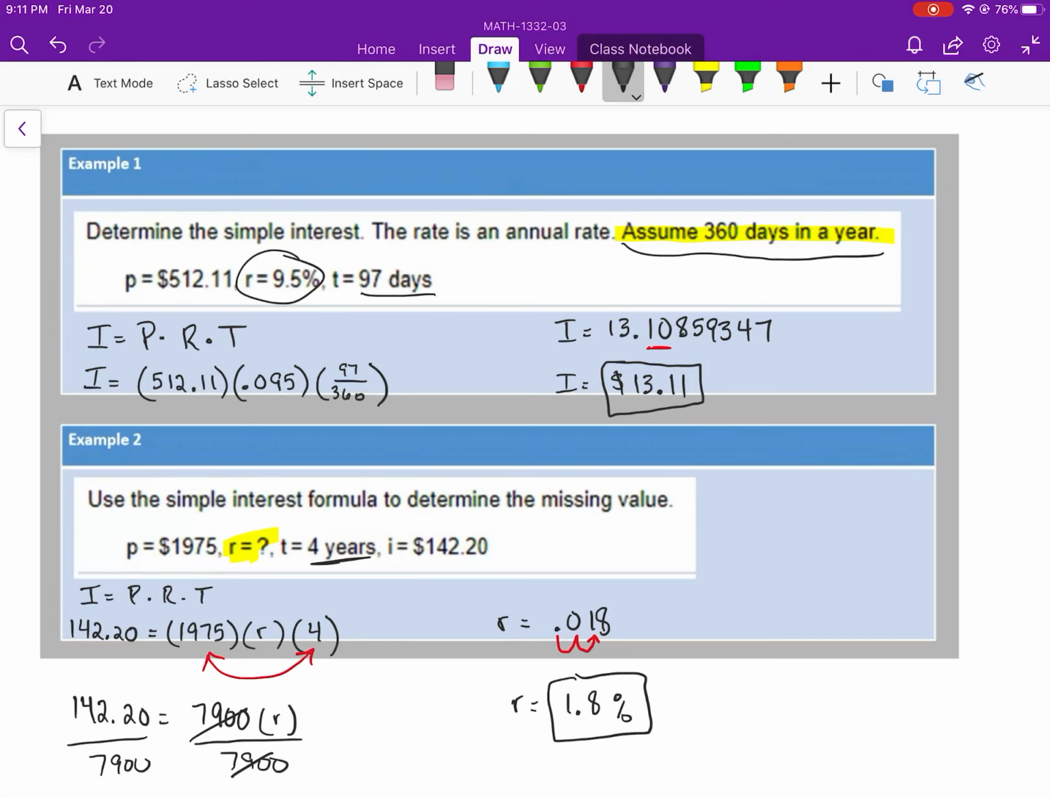All right, so be careful with that because you may see a problem or two that involves a missing value. When you have a missing value, you just have to work some simple algebra to find it.